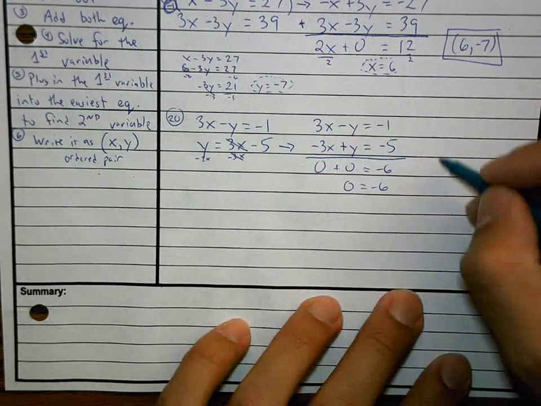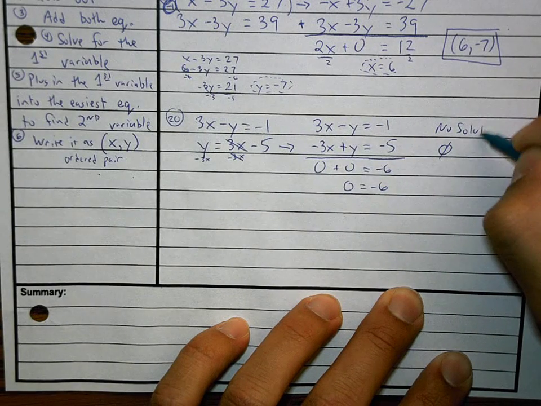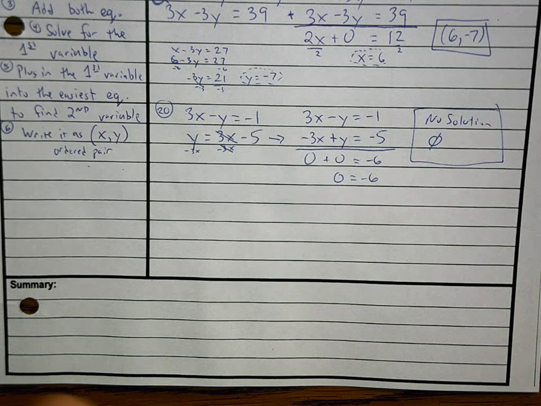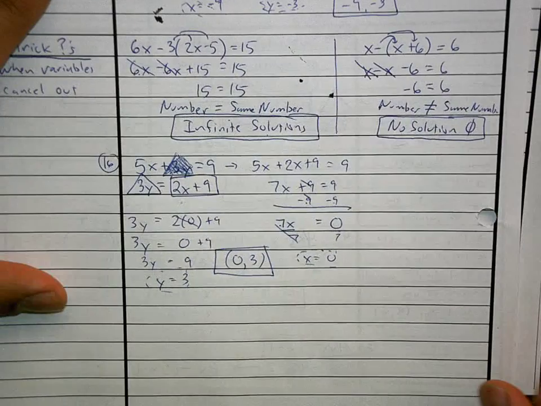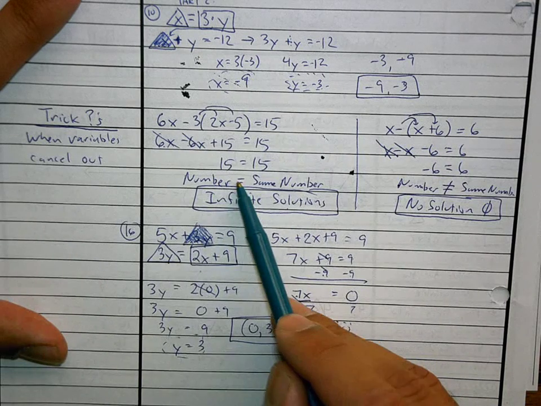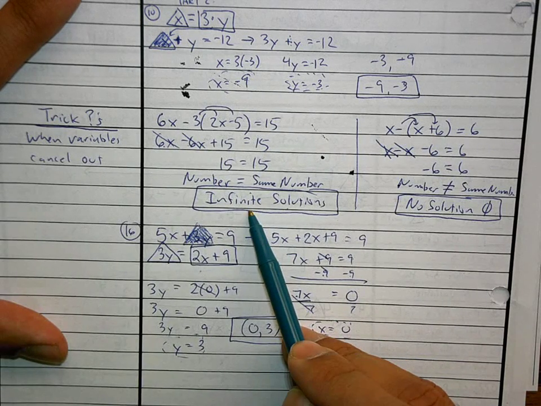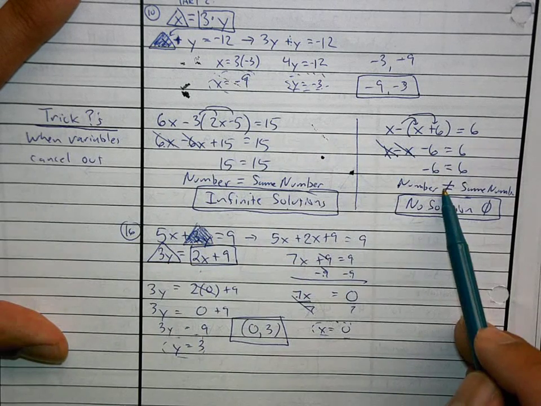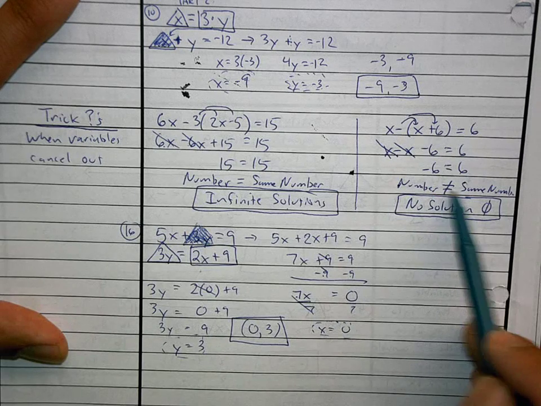If you're saying no solution, you are absolutely correct. There are still possibilities of having no solutions in section 3. I want to remind you of something you wrote down in 4.2 that I'm not going to make you write down here. In 4.2's notes, we wrote down that if you ever get a number equals the same number, it was something called infinite solutions. If the variables canceled out and you got a number equals a number, it was infinite. If you got a number equals a different number, if a number is not equal to the same number, it was no solution.